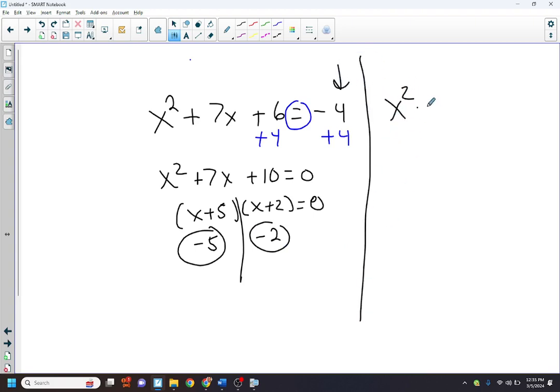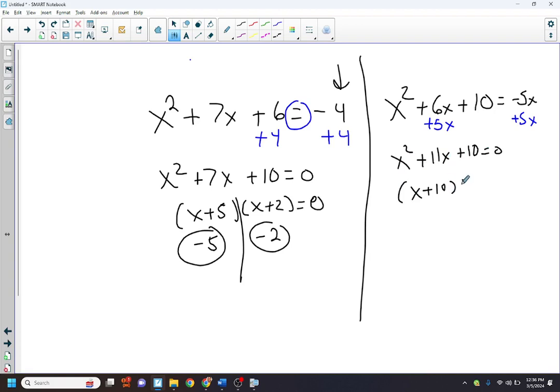So if you had something like this, x squared plus 6x plus 10 equals negative 5x. Remember, you're adding 5x on both sides, so it's going to go with the other x. So it should be combining like terms. So you rewrite that as x squared plus 11x plus 10 equals 0. So x plus 10, x plus 1 equals 0, negative 10, negative 1.